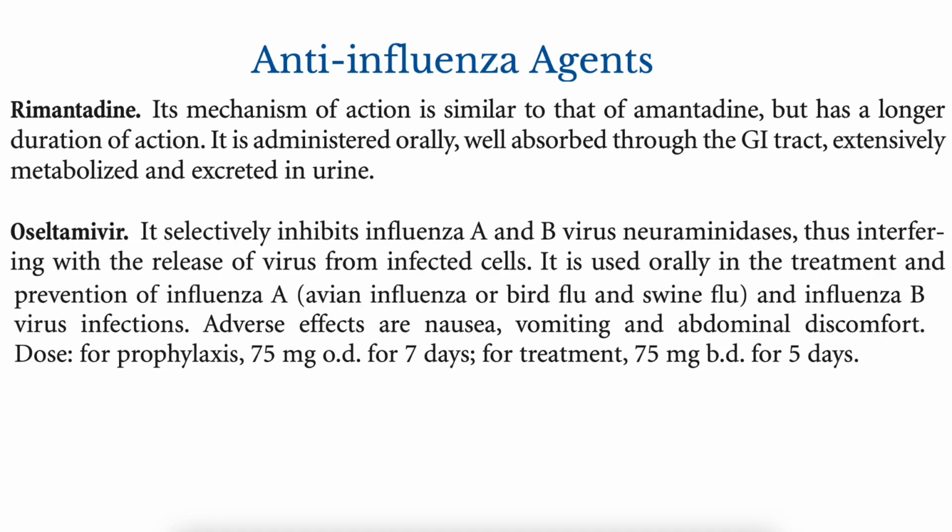Oseltamivir. It selectively inhibits influenza A and B virus neuraminidase, thus interfering with the release of virus from infected cells. It is used orally in the treatment and prevention of influenza A, avian influenza or bird flu and swine flu, and influenza B viral infections. Adverse effects are nausea, vomiting, abdominal discomfort. Dose: for prophylaxis 75 mg once a day for 7 days, and for treatment 75 mg twice a day for 5 days.